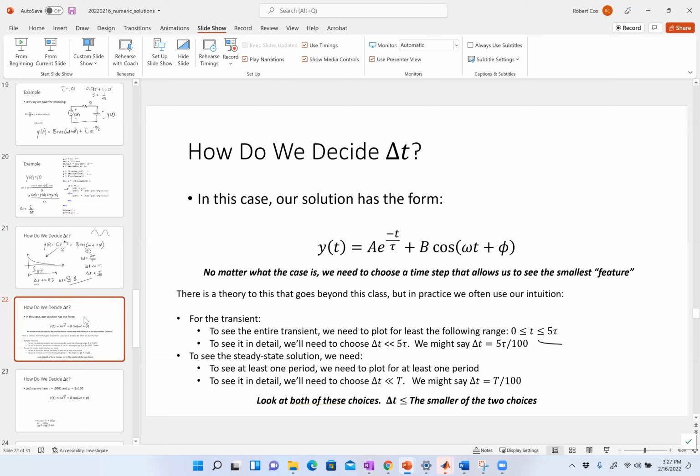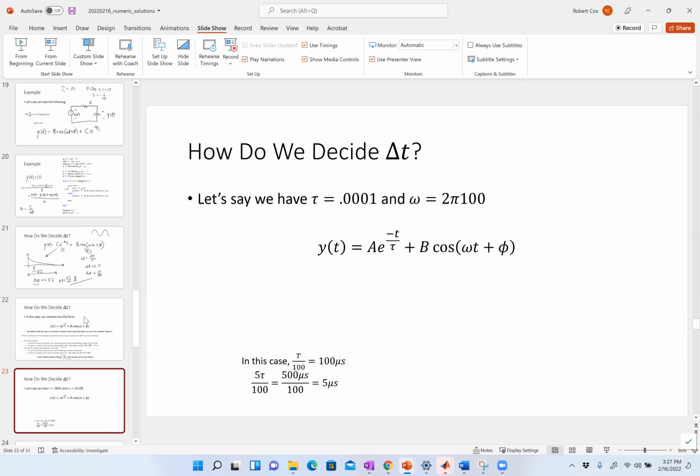So I need to choose delta t much, much less than 5 tau, or I need to choose delta t much, much less than a period. The important thing is this last piece: looking at both of these choices, delta t has to be the smaller of the two. If I choose the bigger of the two, then I'm going to screw one of them up. So I need to look at which one's going to be the smallest.